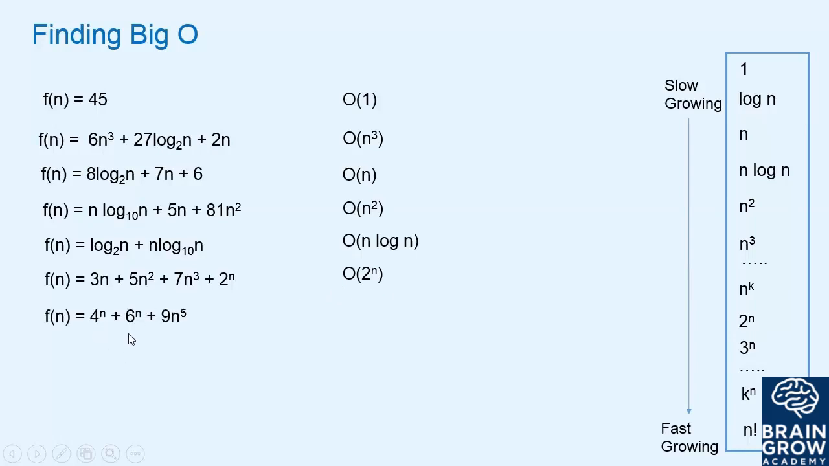Now in this function, this 6 raised to the power n is the fastest growing term. So this is order of 6 raised to the power n. Now in this function we have n, 6 raised to the power n and factorial n. And from here we can see that this factorial n is the fastest growing term. So this function is order of factorial n.